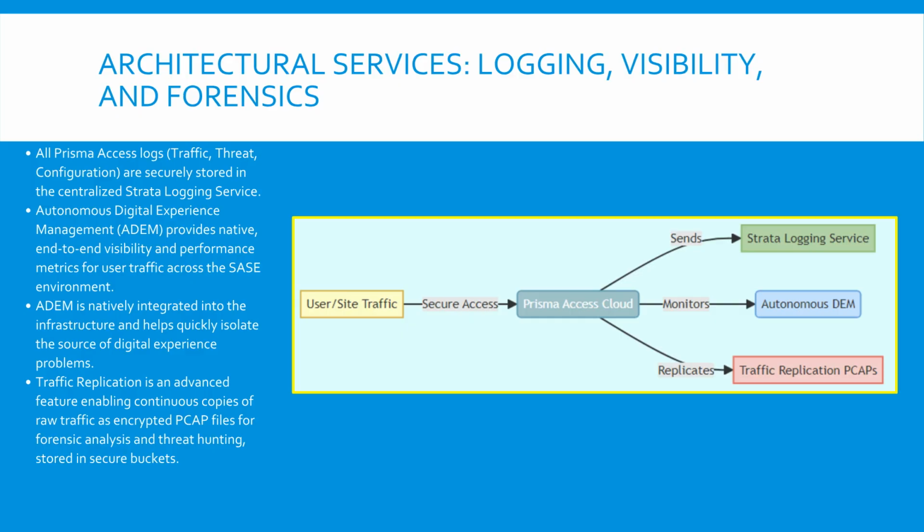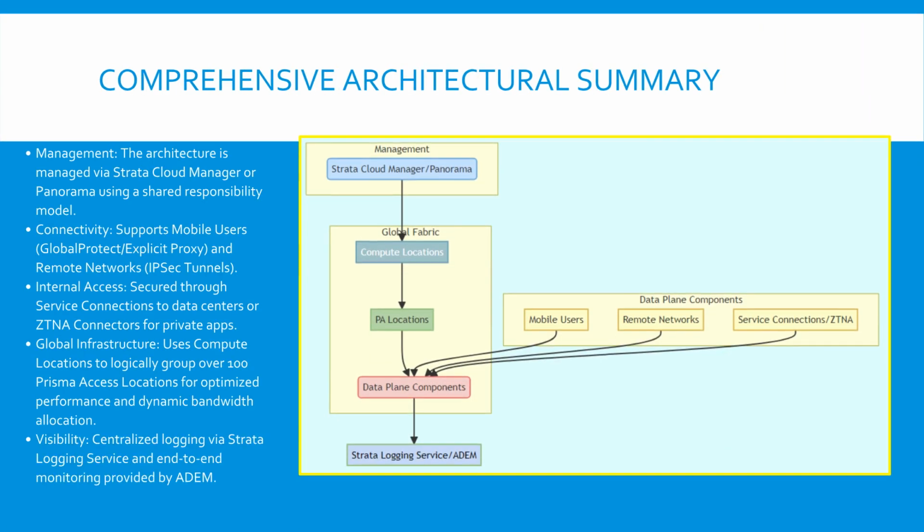The arrows show that while Prisma Access is the central processing unit, the specialized services provide the necessary visibility and data retention required for sophisticated modern security operations. We have covered the end-to-end architecture of Prisma Access, from high-level positioning to specific components. Prisma Access is the leading Secure Access Service Edge, or SASE, solution, delivering security services globally. Management is simplified through a shared model where Palo Alto Networks handles the underlying cloud infrastructure, while administrators use the Strata Cloud Manager or Panorama for policy control.